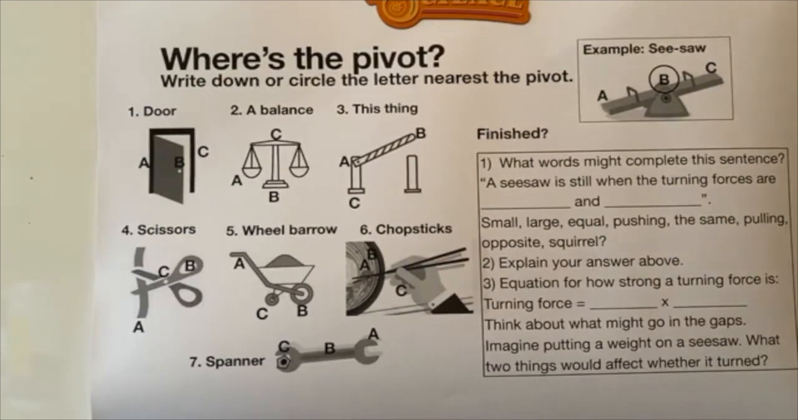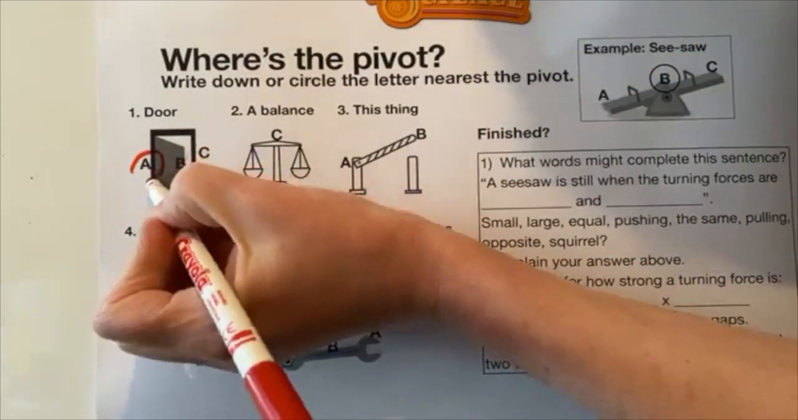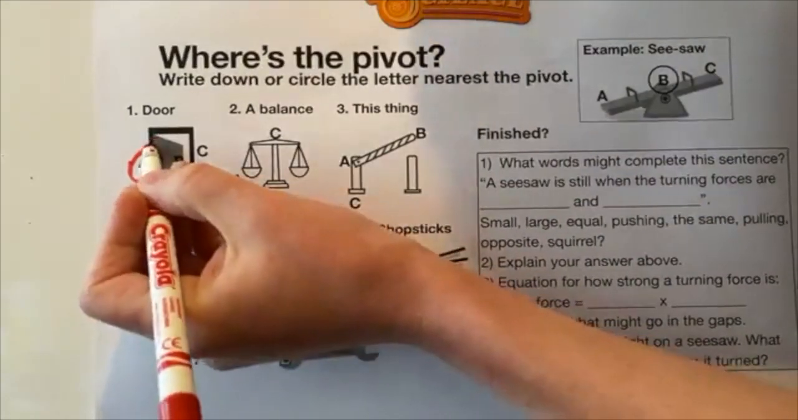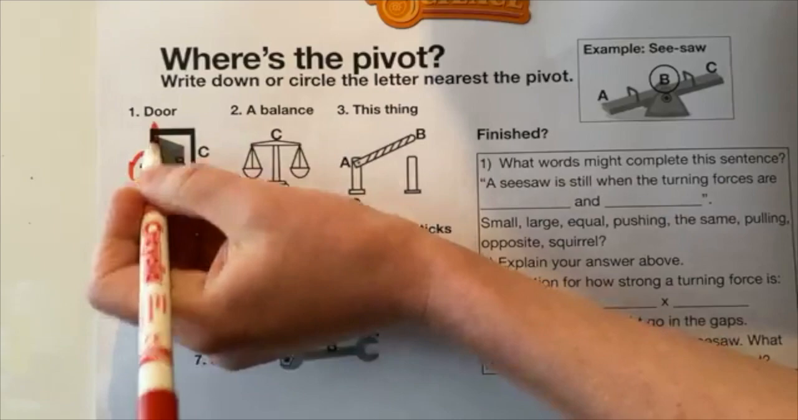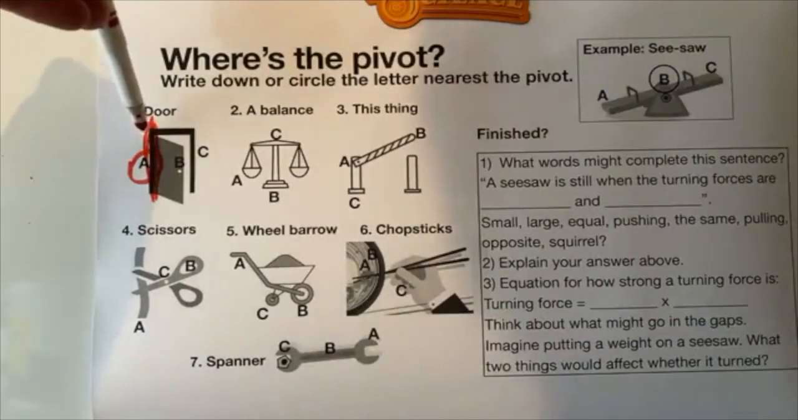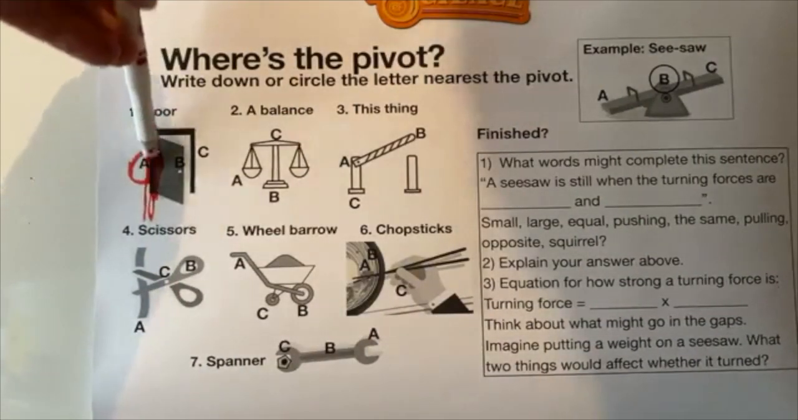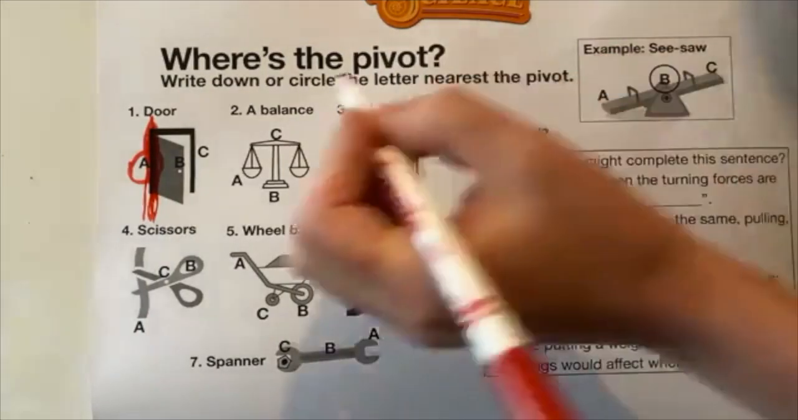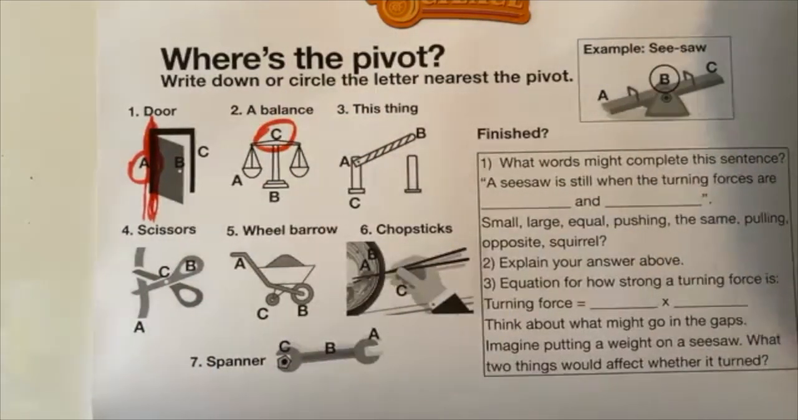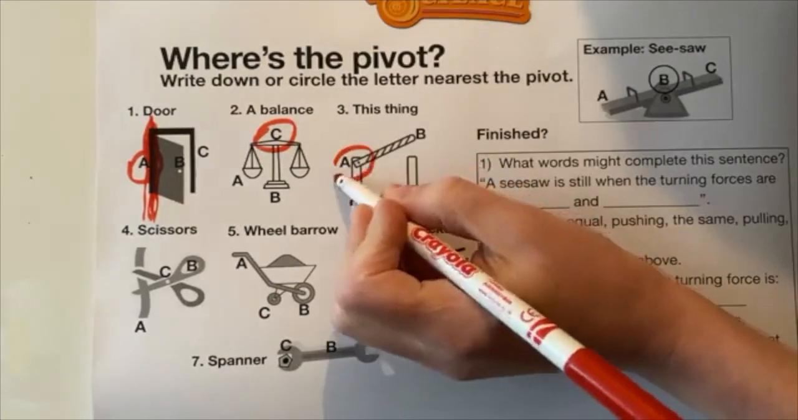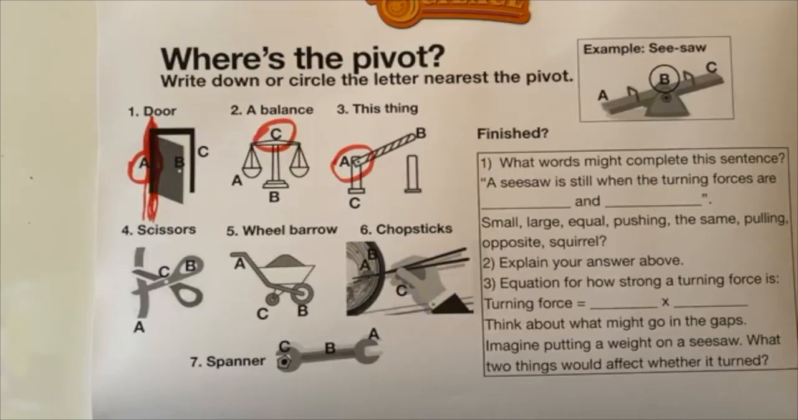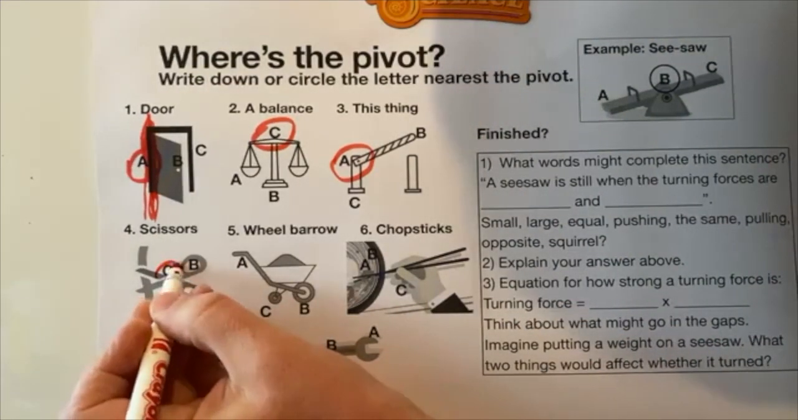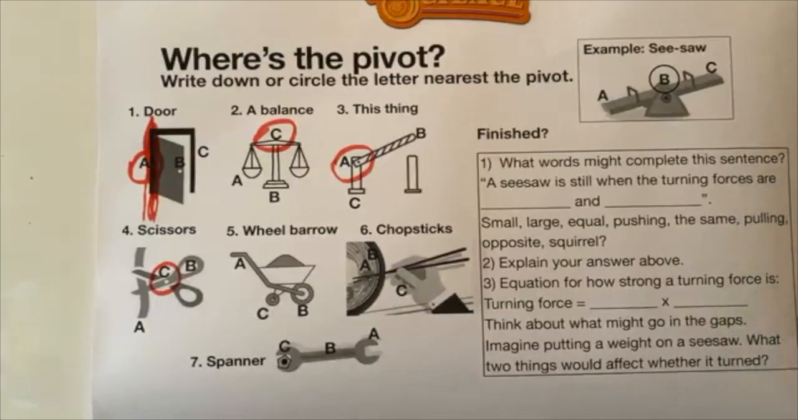Okay, let's go through it then. So the door, the hinge is the pivot. Be careful, the hinges obviously are what attach the door to the frame, but the whole thing is the pivot here. It's pivoting around about this line through the door frame. The balance is C. Whatever this thing is, that bit is the pivot. It's turning around that bit. The scissors, did you get that it was in the middle of the scissors? That bit, so all the bits of the scissors are turning around that little circle.